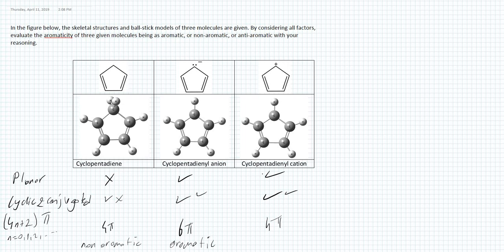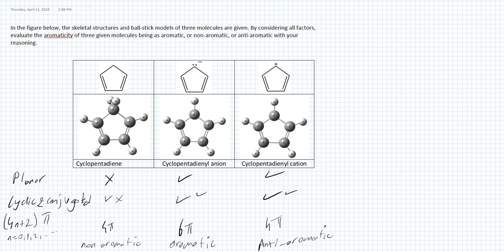And the last molecule is planar, cyclic and conjugated, but it doesn't follow the last rule, 4n plus 2 pi rule. Instead of 6 pi electrons, we have 4 pi electrons. When we have 4 pi electrons, the molecule will be anti-aromatic. Okay, so basically we decided that the first one is non-aromatic, the second one is aromatic, and the last one is anti-aromatic.